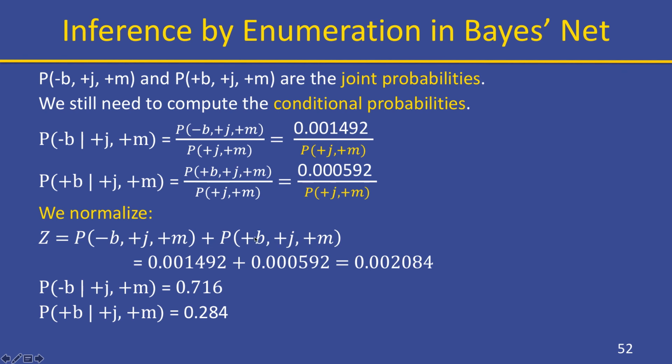Because if you look here at these two numbers, what we have is P of plus J plus M minus B plus P of plus J plus M plus B. So here we are computing the marginal probability of plus J plus M, and we are summing up over the values of the B random variable. So whether we normalize or whether we compute this, we're actually doing the same thing. And these are our results.